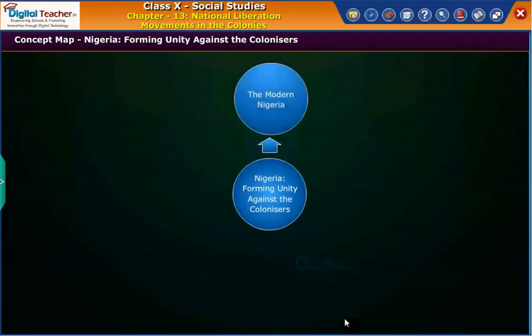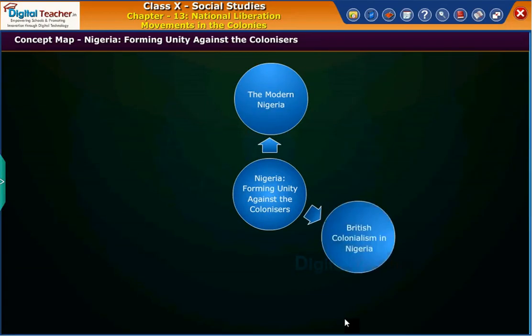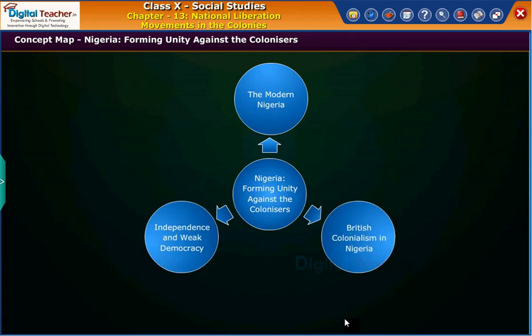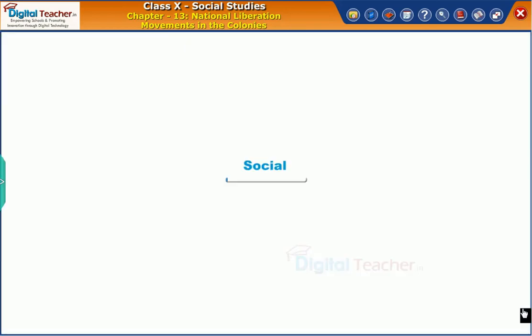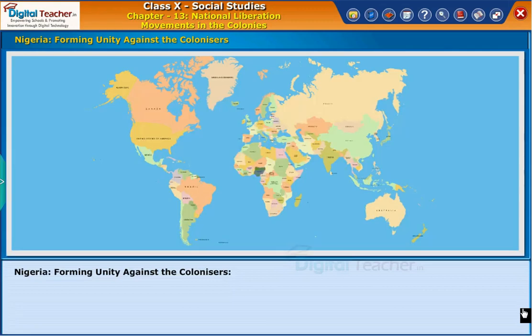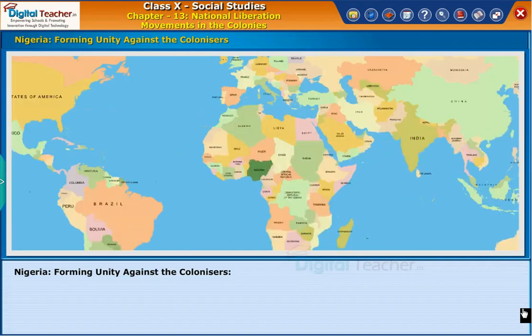Let us now look at the concept map of Nigeria forming unity against the colonizers. Now, let us learn about colonialism and nationalism in the country Nigeria, on the west coast of the African continent.